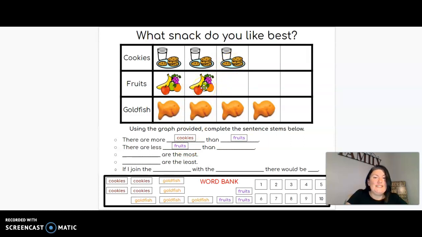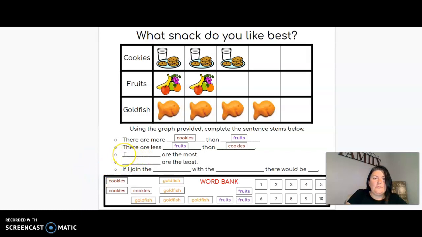But some of you also said goldfish. And you know what? You are also right, because 2 is less than 4. For this example, I'm going to go ahead and pick cookies. So now my sentence stem says, there are less fruits than cookies. Could I have used goldfish? Absolutely. Would it have been right? It sure would have. So make sure when you're looking at your graph that you're looking at all of the options that you have before you make your decision or draw your conclusions.